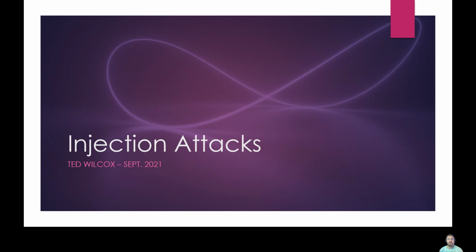Today we're going to talk about injection attacks. Previously we talked about Security Plus, and then we talked about malware, types of malware. So today we're going to talk about another type of attack. They're called injection attacks, right? Now, what are injection attacks?